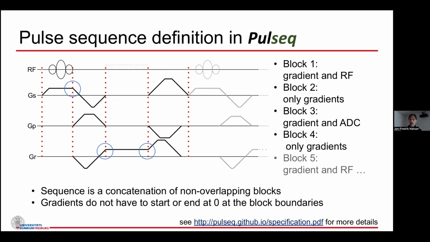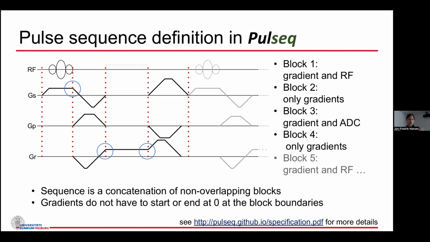So the basic idea of PulseSeq, and I think it's useful to realize this basic block concept even when you use it, so that you understand what's possible and perhaps what's not. The sequence is represented as a concatenation of non-overlapping blocks. And gradients don't have to start or end at 0. So here's an example of how you can split a sequence up into independent blocks. This is just one way to do it. You could do it differently. Those first two blocks there could be combined into one. So it's a little bit up to you. But that's the basic idea.